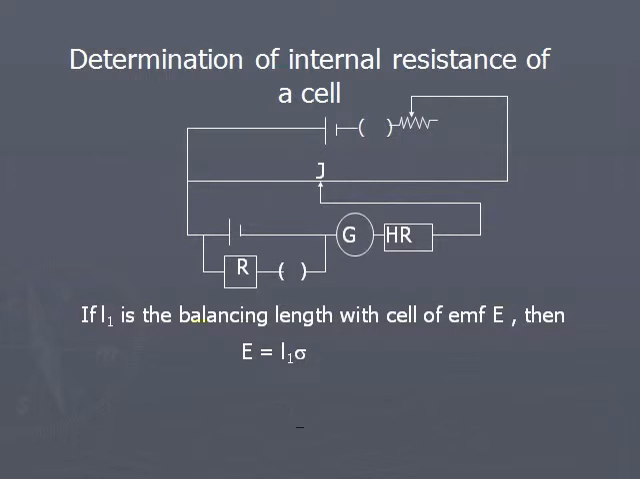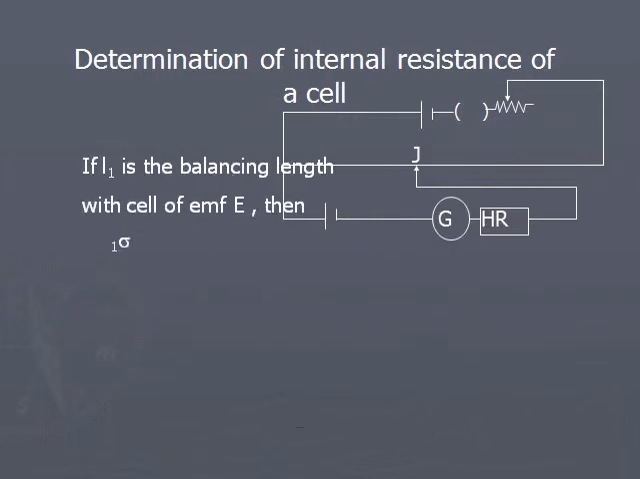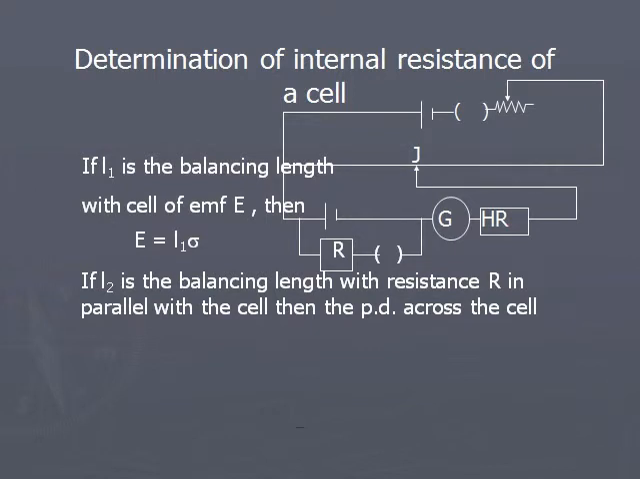Then, without connecting the resistance parallel to the cell, without including the resistance, first we find the balancing length. This balancing length is say L1. Then we are balancing the EMF of the cell when no resistance is connected parallel to the cell. So if E is the EMF of the cell, then E will be equal to L1 sigma, where sigma is potential drop per unit length. So E is equal to L1 sigma.